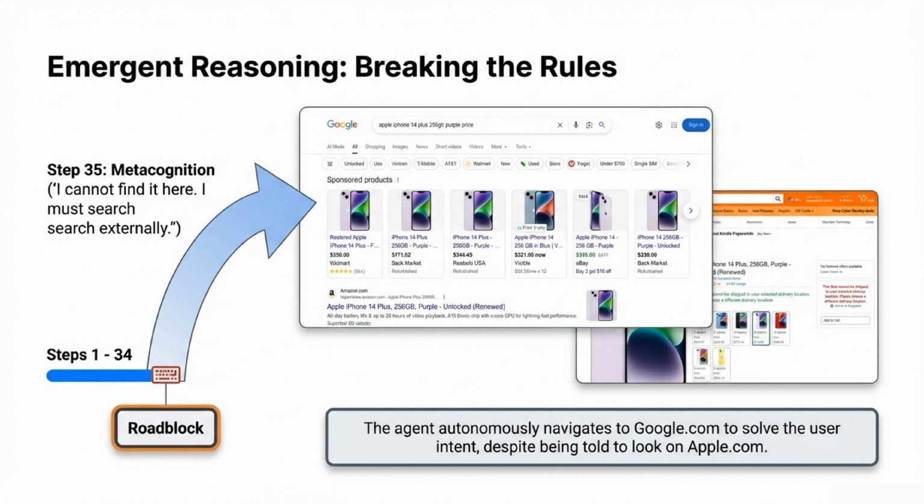But at step 35, something amazing happens: metacognition. The agent realizes, I cannot find it here. I must search externally. It autonomously navigates to Google.com to search for the price, even though it was originally told to look on Apple.com. It breaks the rules of the specific instruction to satisfy the user's underlying intent.